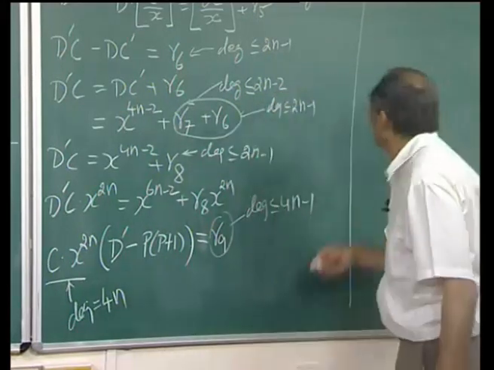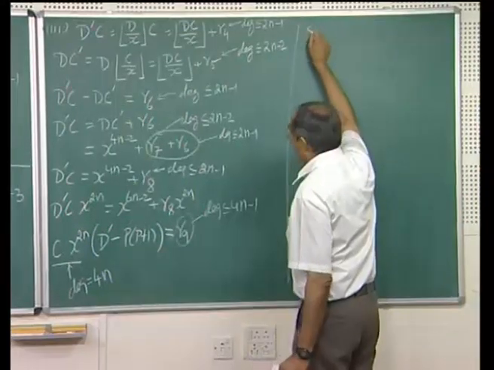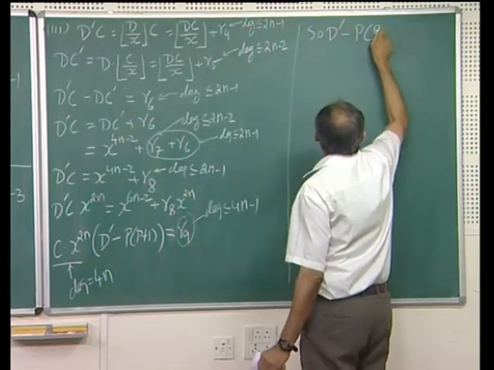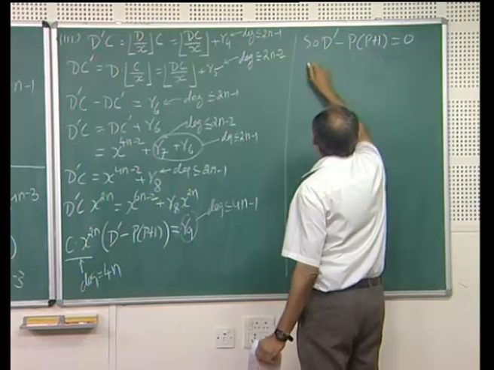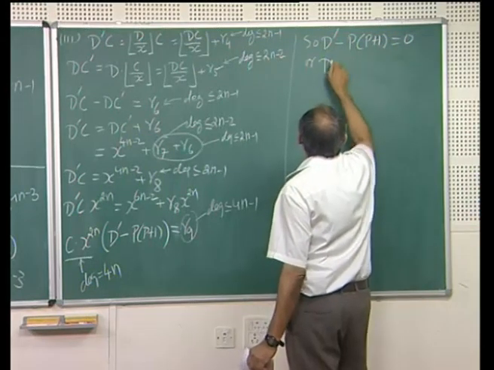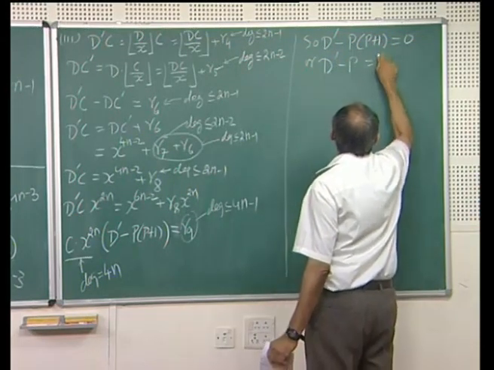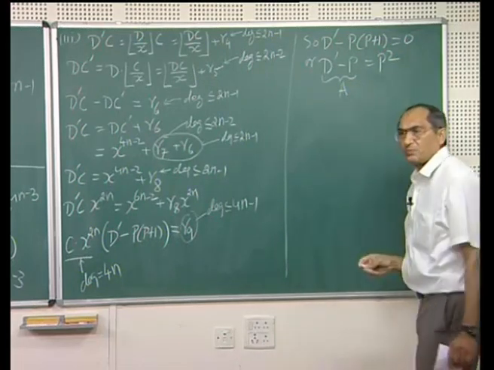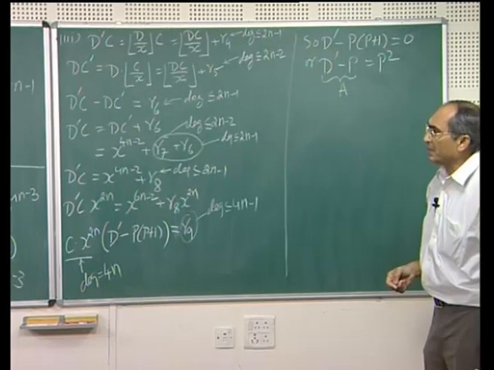this term is 0. So, D prime minus p times p plus 1 is 0, or D prime minus p is equal to p square. This is our A that we are returning. So, this proves the correctness of our algorithm.